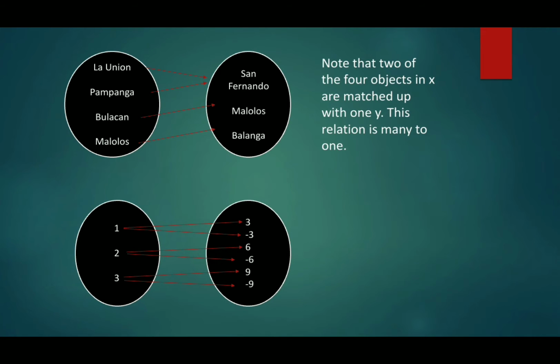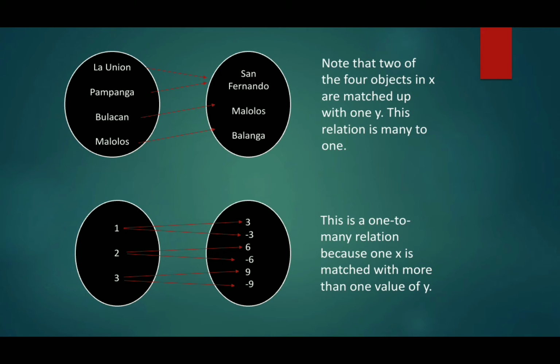Next, another one. 1, 2, 3 on the X side, and the Y side is 3, -3, 6, -6, 9, -9. So, this is a one-to-many relation because one x is matched with more than one value of y. 1 is to 2. The 1 can correspond to 3 and -3. It corresponds to two. One x becomes two y's. So, it is a one-to-many relation.